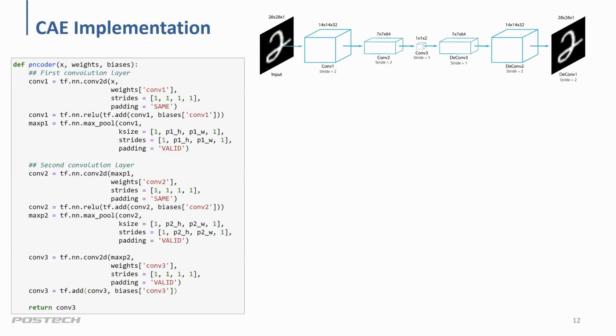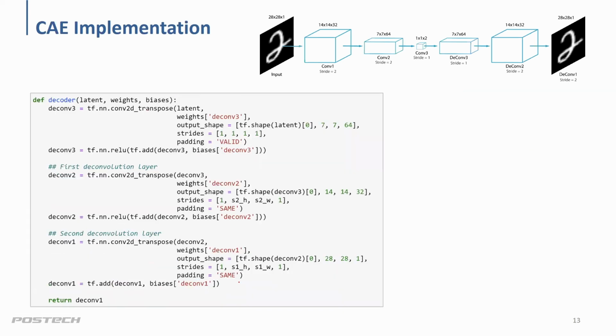For encoders, it's the same as the previous one. For decoders, the only difference is that instead of conv2d, you have to use conv2d underbar transpose. That way TensorFlow recognizes that we are doing upsampling. Okay.